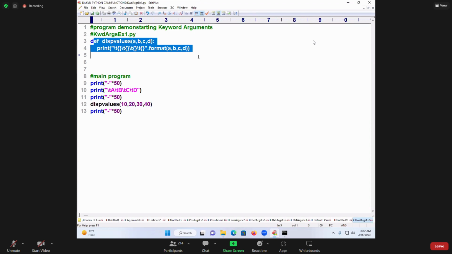At that time, you know my function name. You know my parameter names. You don't know the order. But I want to pass the data correctly. Did you understand the theme of it? You know the function name, you know the parameter names, but you don't know the order.